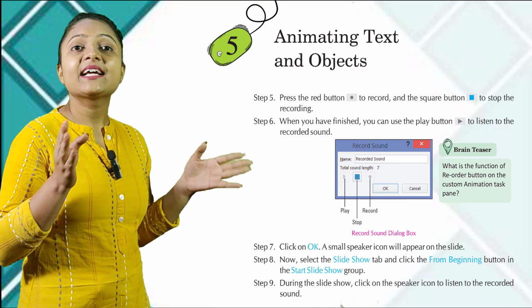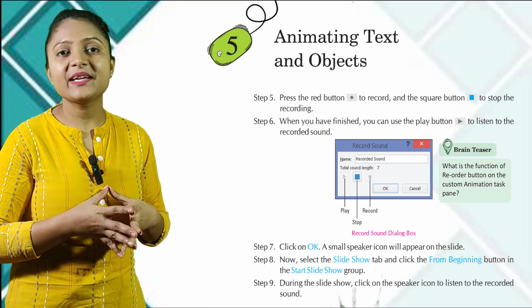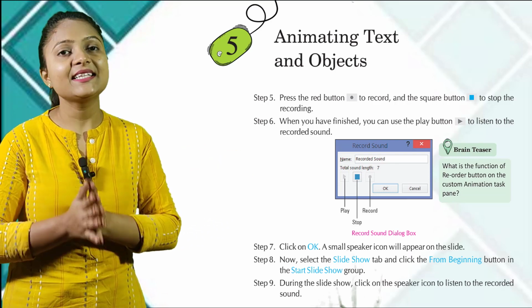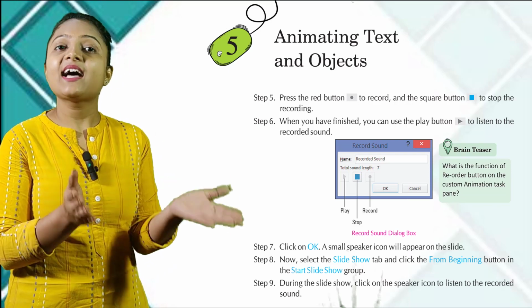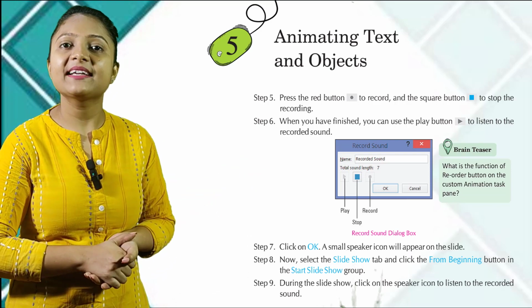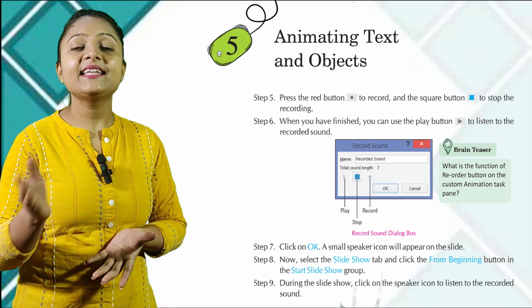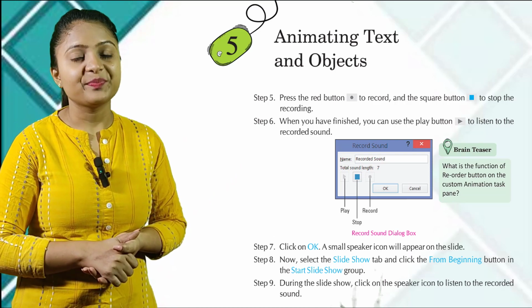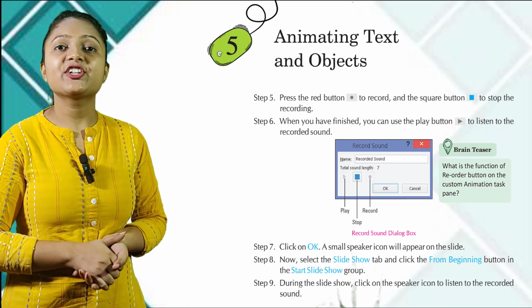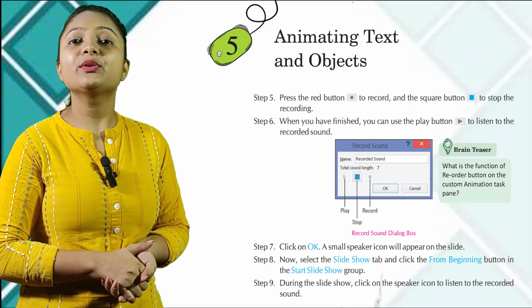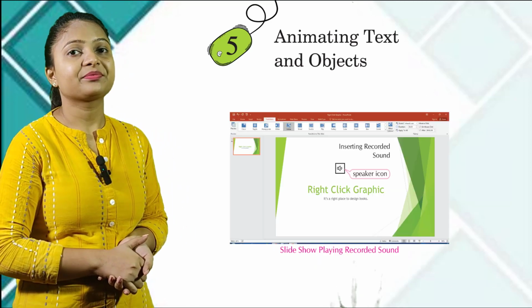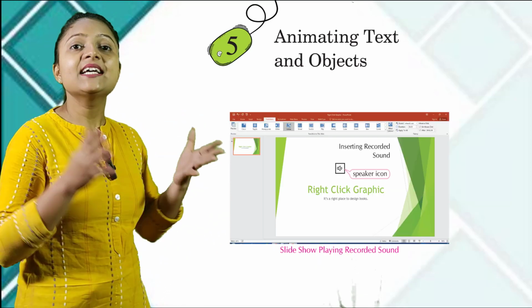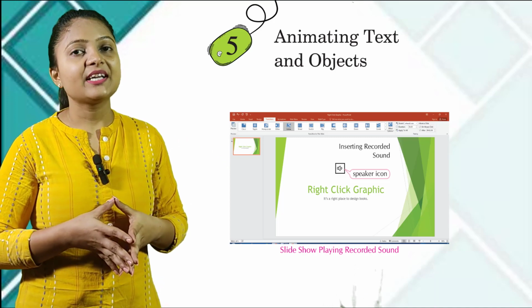Step 7. Click on OK. A small speaker icon will appear on the slide. Step 8. Now select the slideshow tab and click from the beginning button in the Start Slideshow group. Step 9. During the slideshow, click on the speaker icon to listen to the recorded sound. In this image, you can see slideshow playing recorded sound.